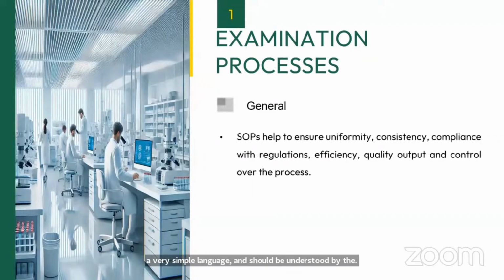SOPs help to ensure uniformity, consistency, compliance with regulations, efficiency, quality output, and control over the process. Now, why should this SOP be there? As I have mentioned, there should be consistency and uniformity. Whichever activities we are performing, it should be uniform and consistent. Apart from that, compliance with the regulation.